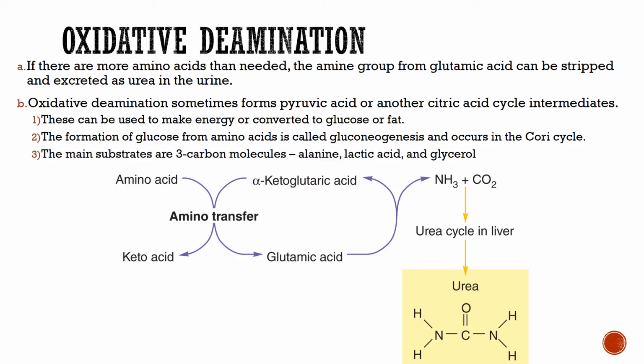When we look at this figure, the amino acids are either going to be converted into keto acids, which are intermediates that can later enter the citric acid cycle, or they'll be formed into glutamic acid. When we have an excess, we'll have an increase in ammonia, which is then converted into urea so that we can excrete it from the body as waste material.